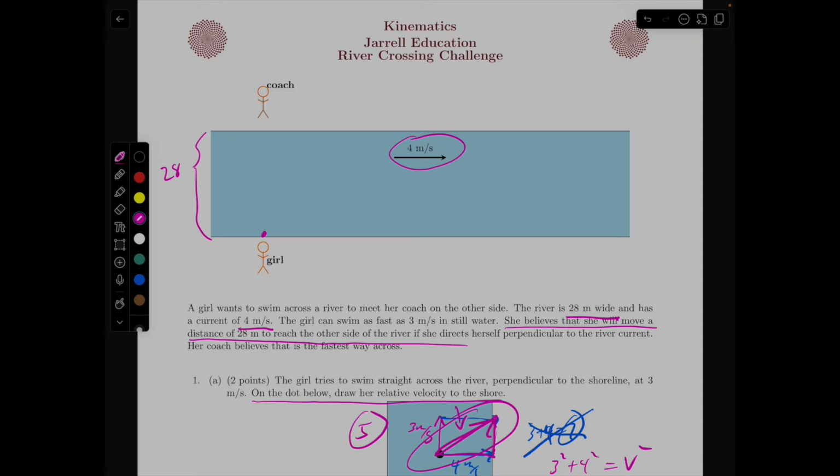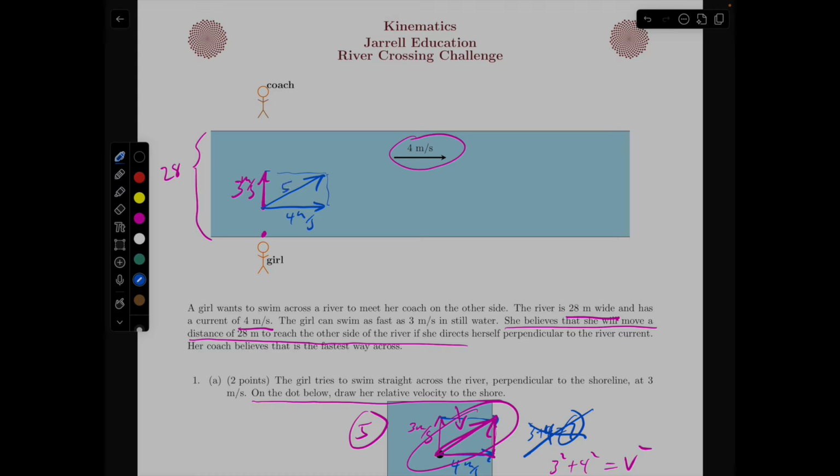Okay, so now that we watched that, let's analyze what's actually going on here. When she goes across the river, I'm going to put her in the middle here, she's going to have a velocity vector of 3 meters per second. So she's going to go across that river at 3 meters per second. The problem is, as we saw before, the water is pushing her with a velocity that way of 4 meters per second. And we already figured that she's going to end up moving that way with a speed of 5 meters per second.